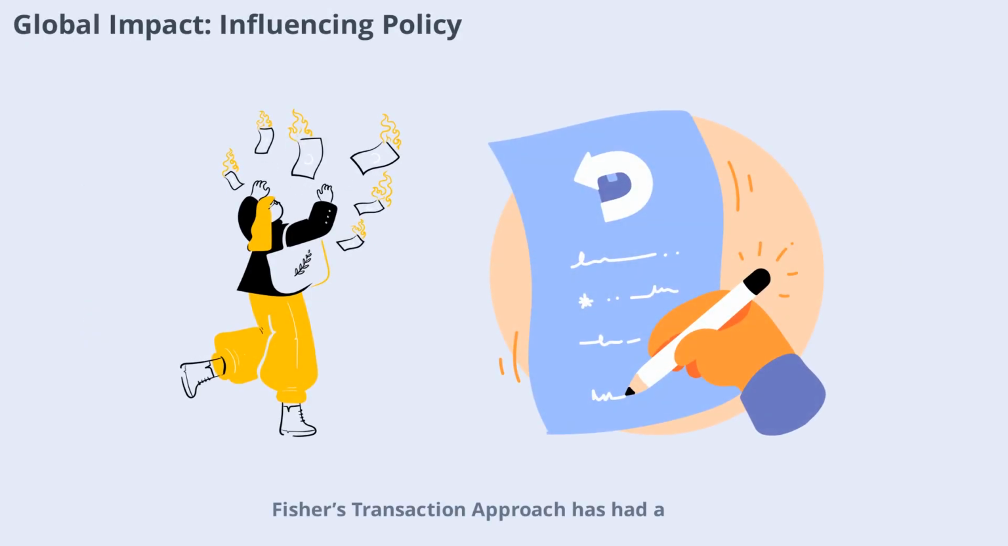Fisher's transaction approach has had a major impact on monetary policy worldwide. Central banks in many countries use similar models to guide decisions about money supply and inflation. The theory's influence can be seen in the way modern economies manage their currencies and control price stability.